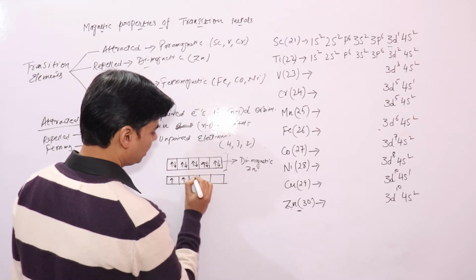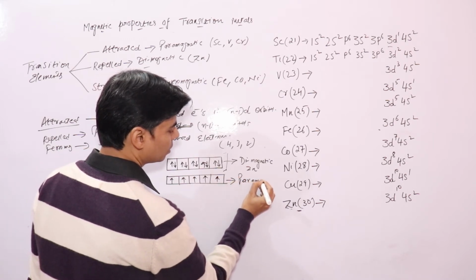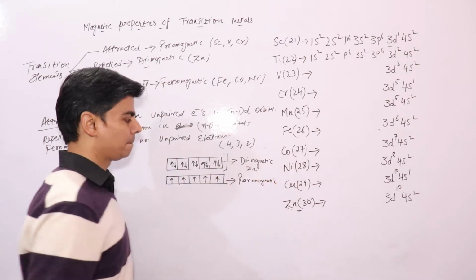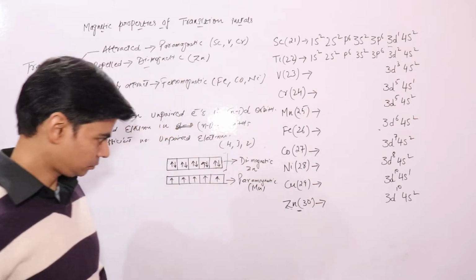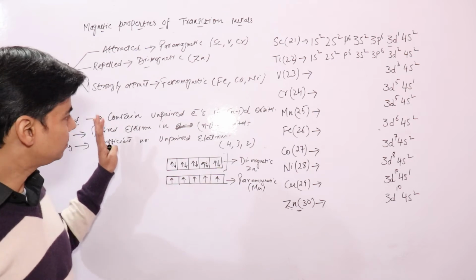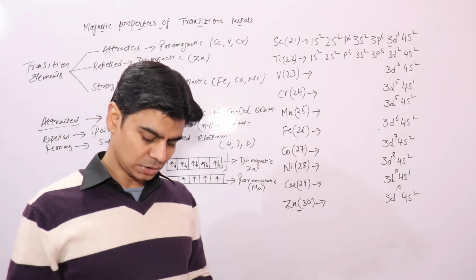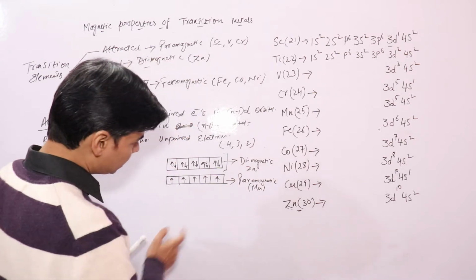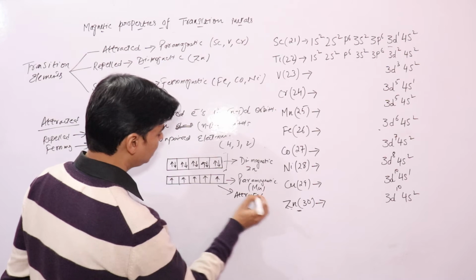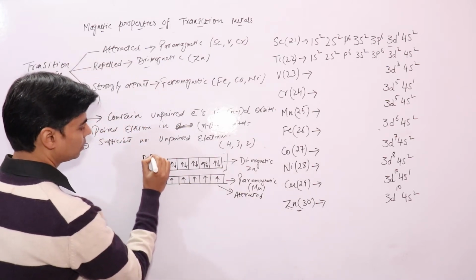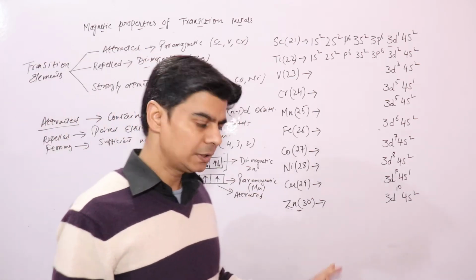And this configuration where you have unpaired electrons represents your paramagnetic behavior. For example, manganese, if you look here. This is clear? So paramagnetism is due to the number of unpaired electrons in d orbitals, right? And when these substances are placed in a magnetic field, they are attracted by the magnetic field, right? And these are repelled by the magnetic field because they contain all paired electrons, right? I hope this is clear.